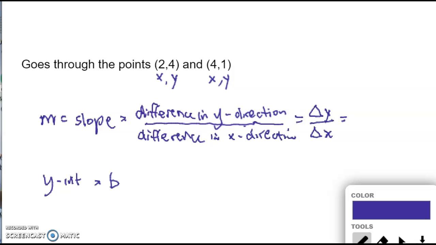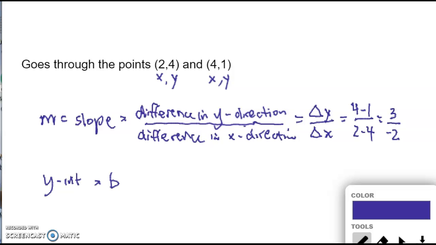Difference in the y direction, that means I need to get my y value and subtract the second y value. So that becomes 4 minus 1. And difference in the x is 2 minus 4. Okay, so you do need to be consistent. You can't say 4 minus 1 and then for the second one, 4 minus 2. You need to go from one point to the next point. You can certainly do 1 minus 4 over 4 minus 2, that's fine, but you do need to be consistent in the points that you're doing. Okay, so then 4 minus 1 is 3, 2 minus 4 is negative 2.